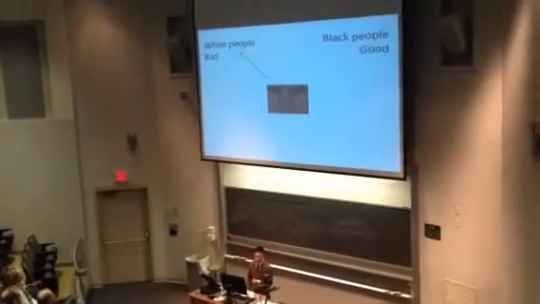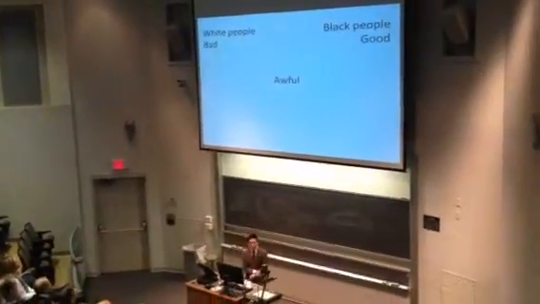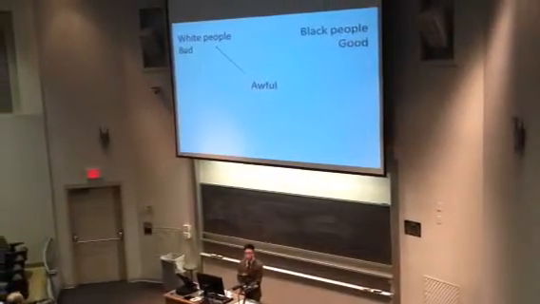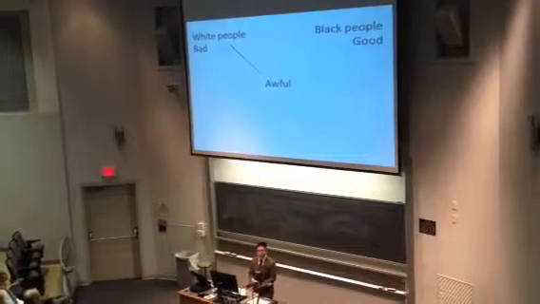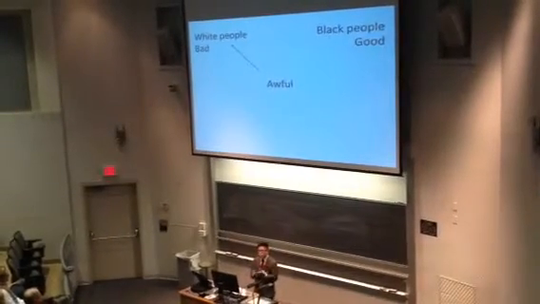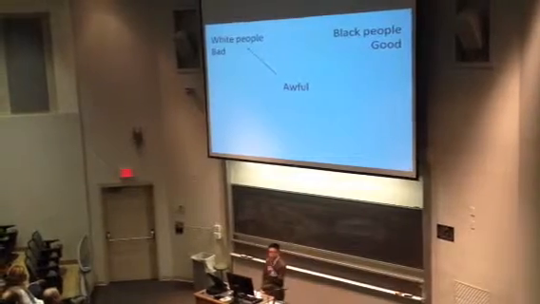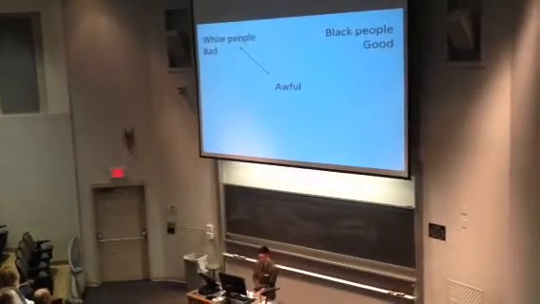Space, go to the left. You see an awful word, it goes to the left. And you do this for many different times. And what we're interested in with the implicit association test is how fast you can categorize things when white people are paired with bad compared to when white people are paired with good.